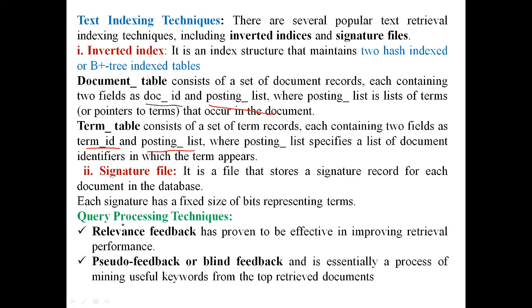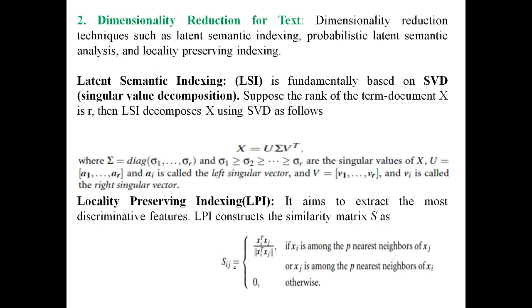So we have the query processing technique. In that we have relevance feedback and pseudo feedback. So relevance feedback is proven to be effective, and the blind feedback is the process of mining the useful keywords from top retrieved documents. Here we are going to use another method called as dimensionality reduction. So in dimensionality reduction, generally we use as latent semantic index, probability latent semantic index, and locality preserving index. So latent semantic index, so you are going to use the singular value decomposition.